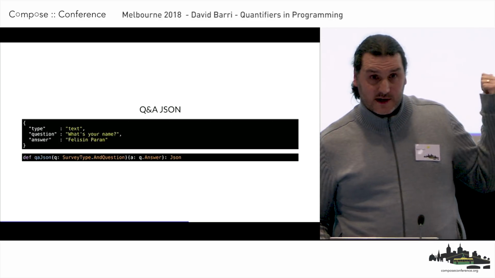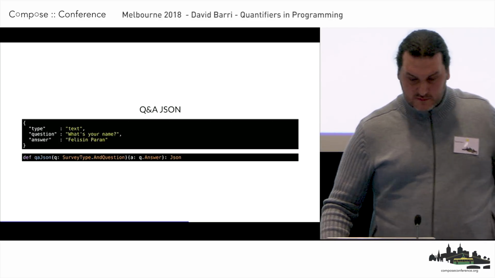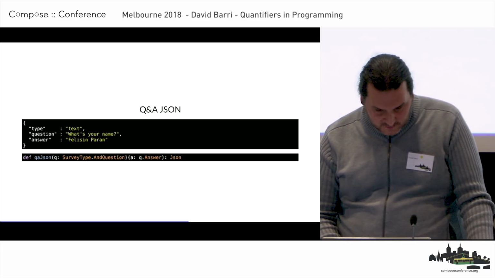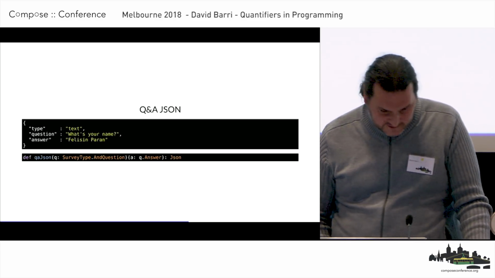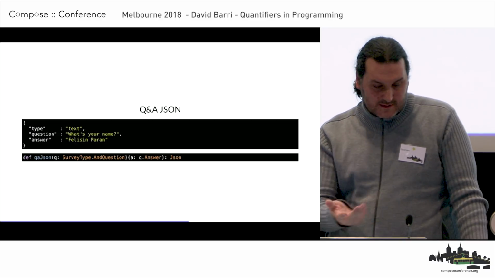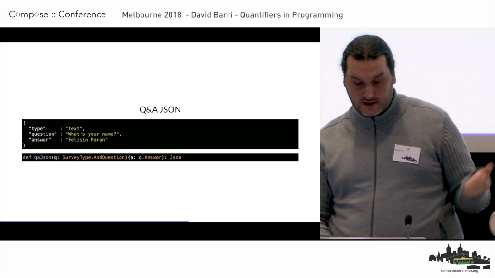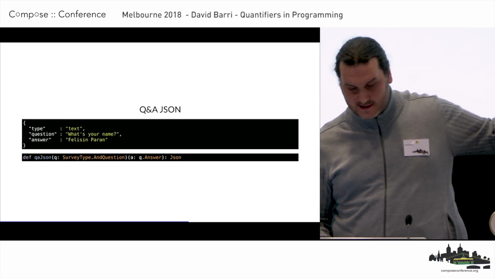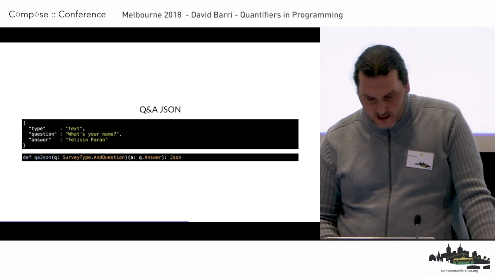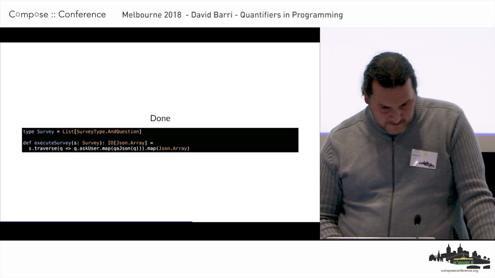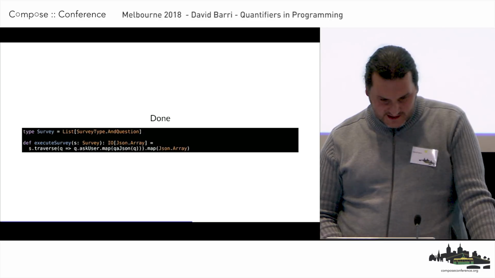Now, let's say this is the kind of JSON that we want to generate. 3 fields: type as text, question, and an answer. I won't show you the code because I was worried about running out of time, but this would be the type signature. So you take a survey type and a question, and then you just ask for a dependently typed answer, q.Answer, and then you return a JSON. And it's really trivial to generate that. Okay, done.